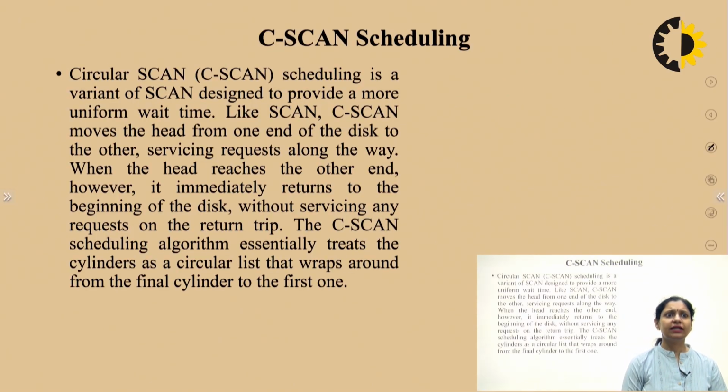The next one that we have is C-scan scheduling. Now, C-scan scheduling is kind of the scan scheduling, but in C-scan, the head moves ahead from one end of the disk to the other, servicing requests along the way. When the head reaches the other end, it immediately returns to the beginning of the disk without servicing any of the requests on the return trip.